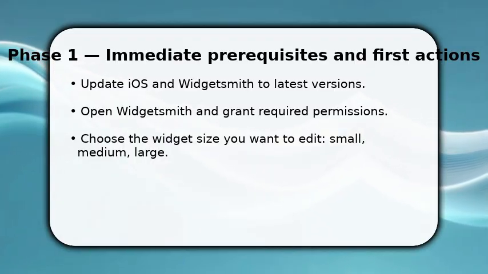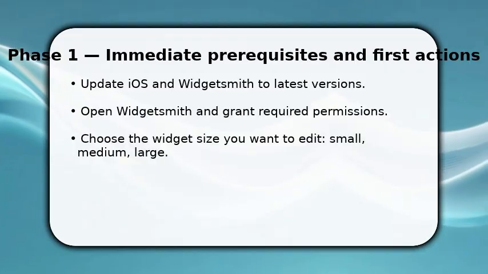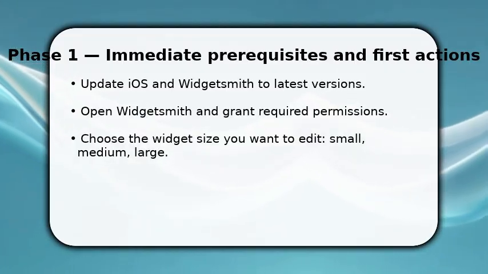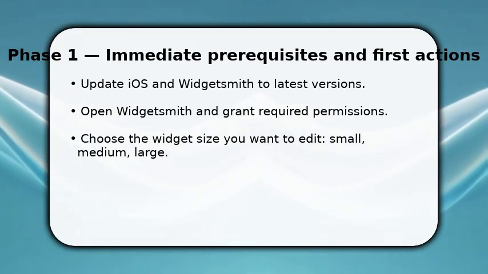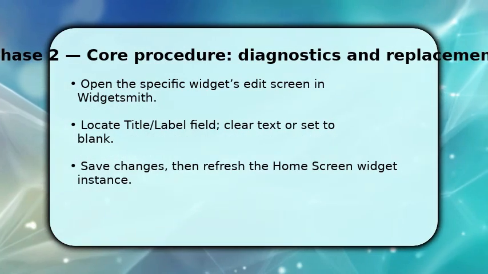Now, instead of saving immediately, check the widget's label and options. If a title field appears, you'll remove it next. This immediate first step prevents having to rebuild widgets later. You now perform the detailed edit.